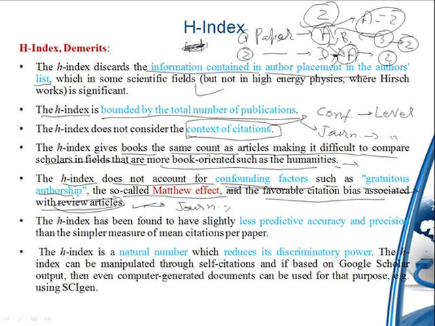The H index has been found to have slightly less predictive accuracy and precision than the simpler measure of the mean citations per paper. The H index is a natural number, which reduces its discriminatory power. The H index can be manipulated through self citations, and if based on Google Scholar output, then even computer generated documents can be used for that purpose. Example, using SCIgen.